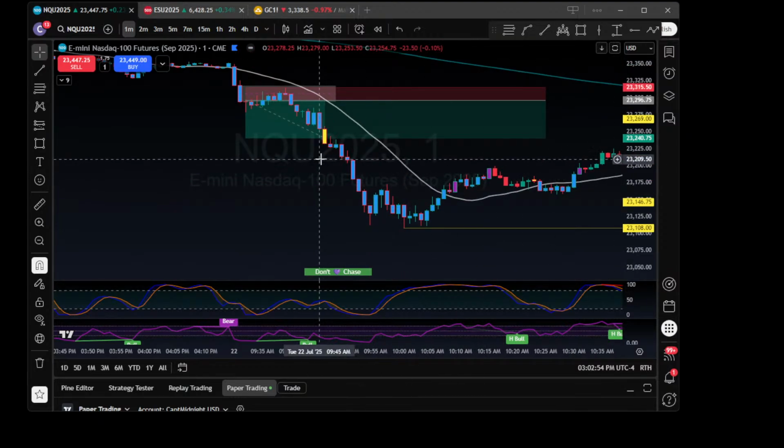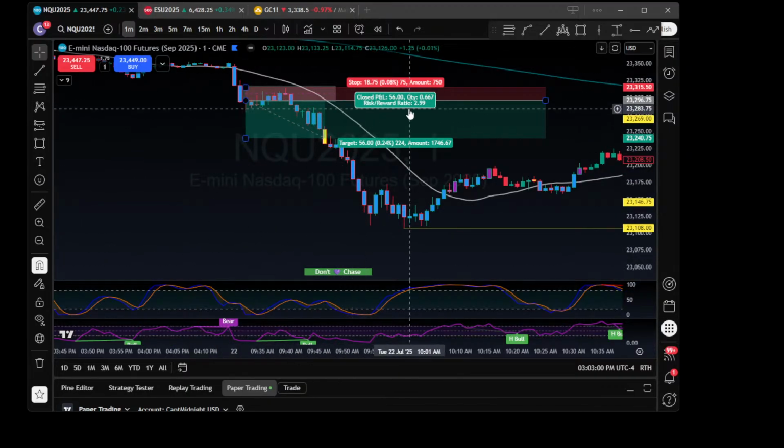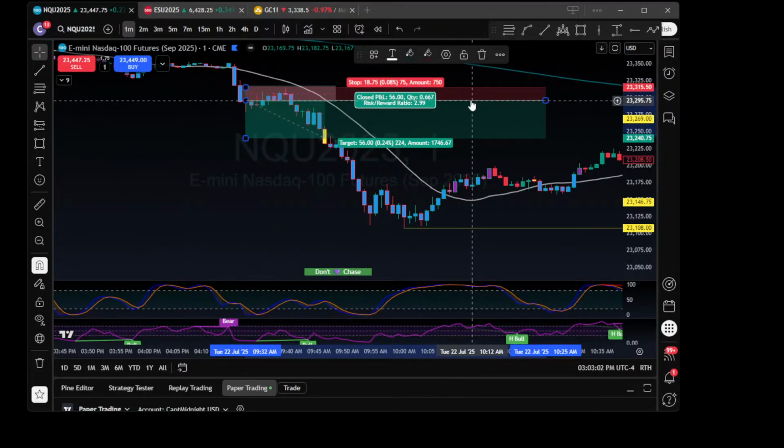Really good to trail at every candle, but there's really no good trailing spots there. So you have to look for another spot on the 15. But that did work out. Anyways, you got 56 ticks out of that, so actually no, you got more than that. 224 ticks for 75, 3 to 1. Great trade.